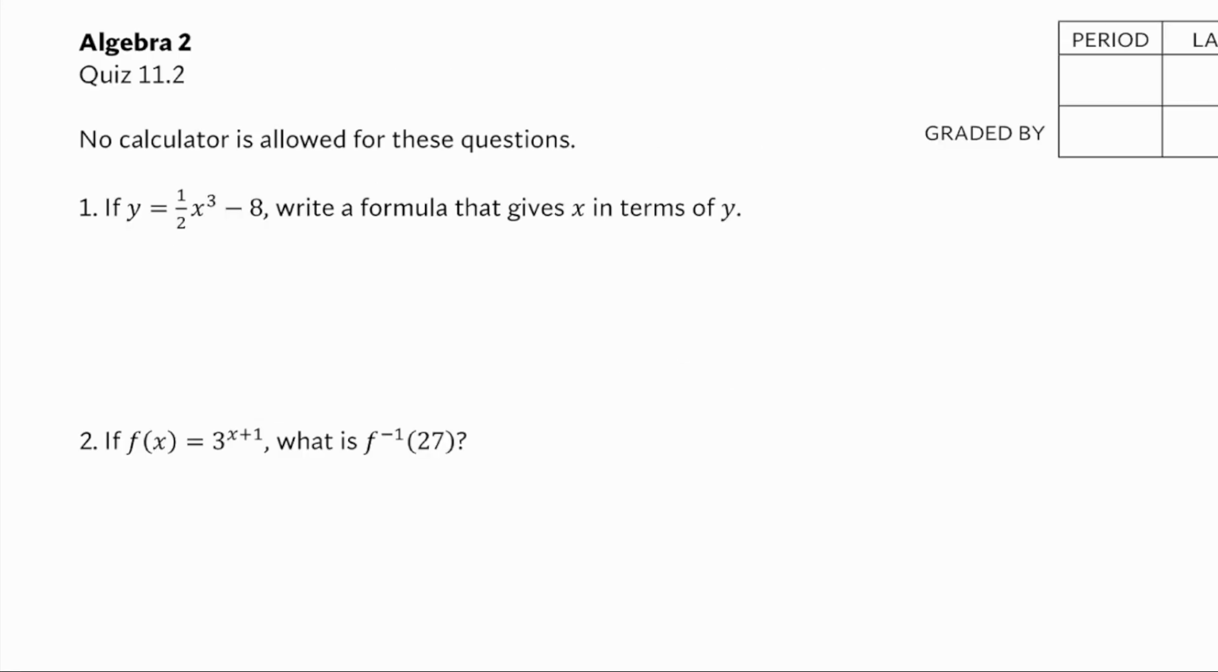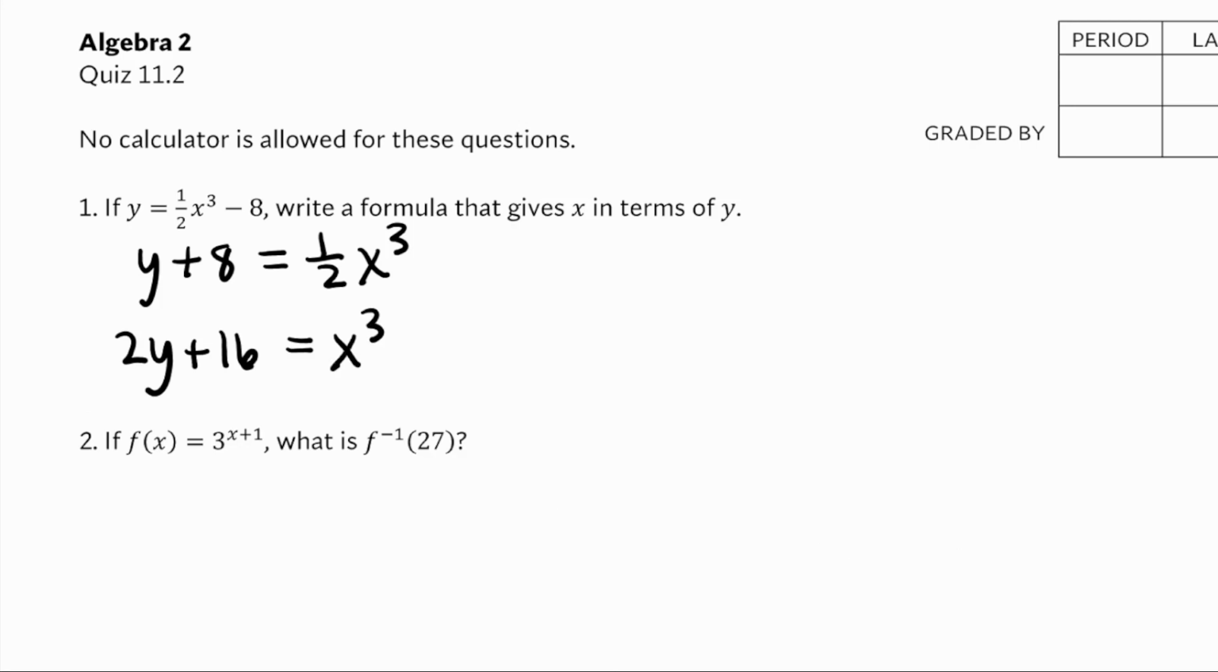All right, form B. Asked to write a formula that gives x in terms of y. We're just going to solve for x. We're going to start by adding 8 to both sides, and then probably getting rid of that 1/2 by multiplying both sides by 2. So I'd have 2y plus 16 equals x cubed. And then I could get at x by taking the cube root of both sides. So I could say x equals the cube root of 2y plus 16. Remember, when you take the cube root of both sides of an equation, you don't need that plus or minus because the cube root is unique.